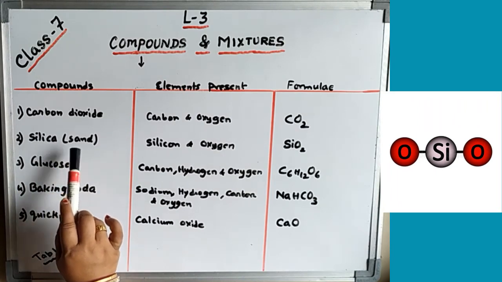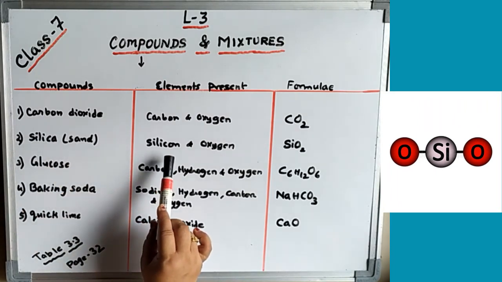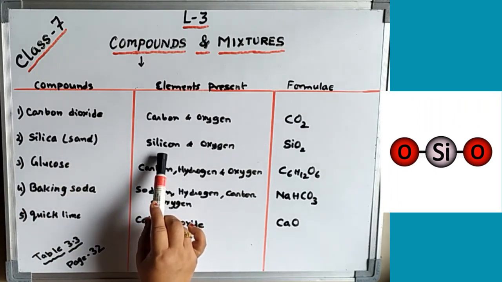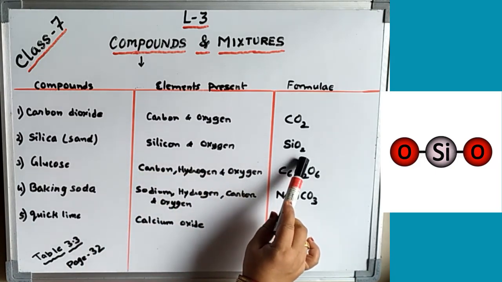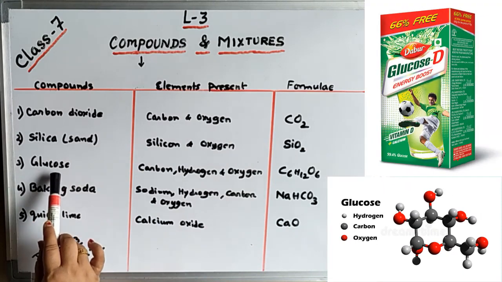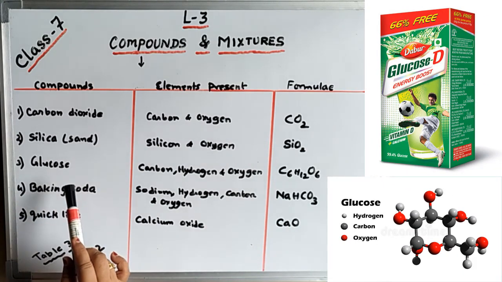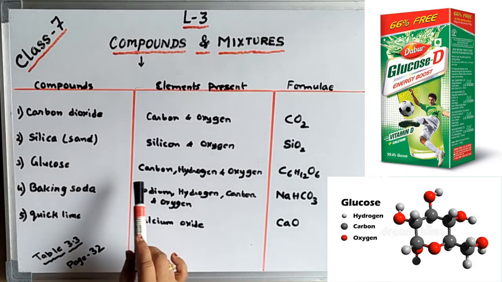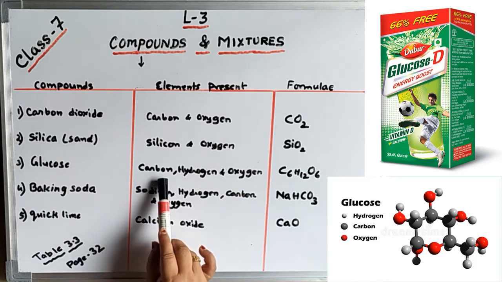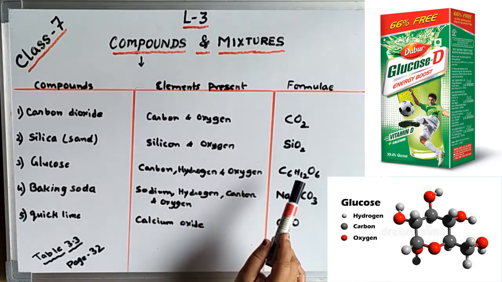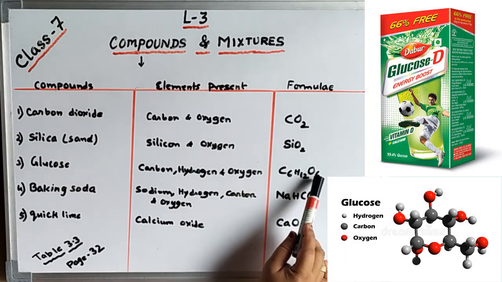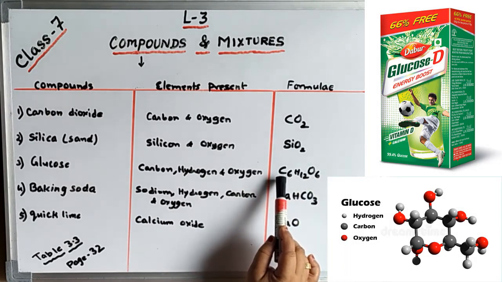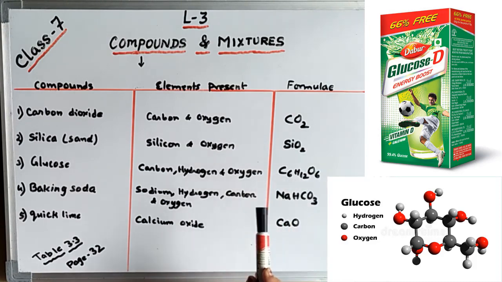Now next is silica. The common name of silica is sand. Sand has the elements silicon and oxygen, so the formula comes out as SiO2. Now coming to glucose, very well known, all the time we take it as a good source of carbohydrate. What are the elements present in it? Carbon, hydrogen and oxygen. So the formula comes out as C6H12O6. So from here also 3 elements are clearly visible.